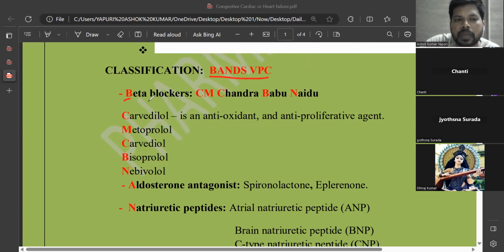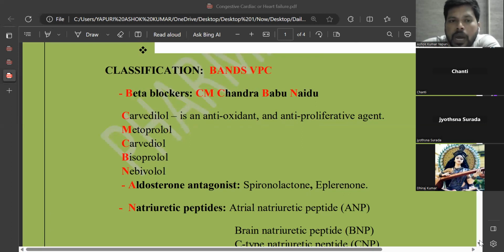B means beta blockers. In the beta blockers also, drugs like carvedilol, metoprolol, bisoprolol, nebivolol. All these are the beta blockers used in the treatment of congestive heart failure.